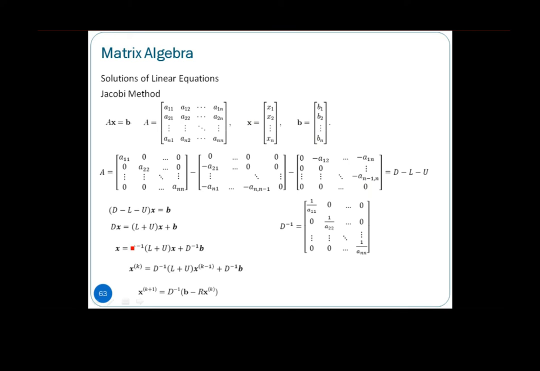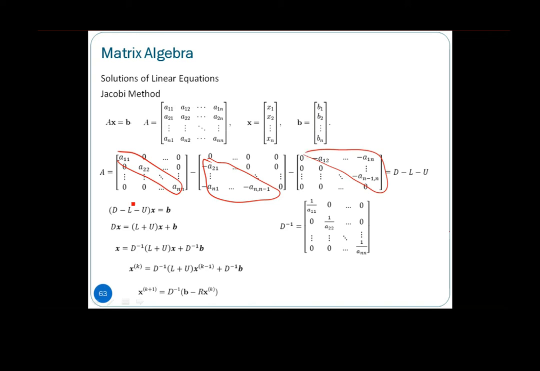Ax equal to b. What it does is decompose your A matrix into a diagonal matrix D, a lower triangular matrix without the diagonal parts, and an upper triangular matrix without the diagonal parts. So your A will become D minus L minus U.